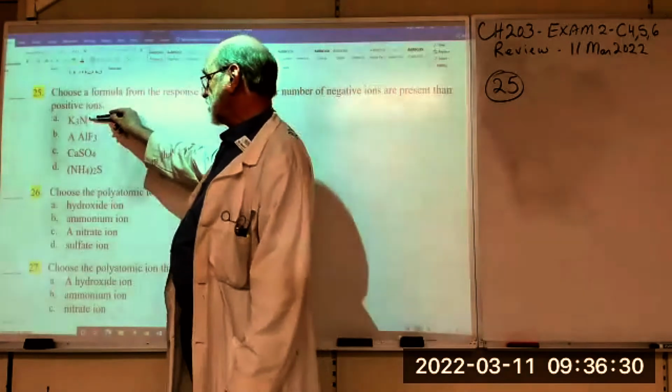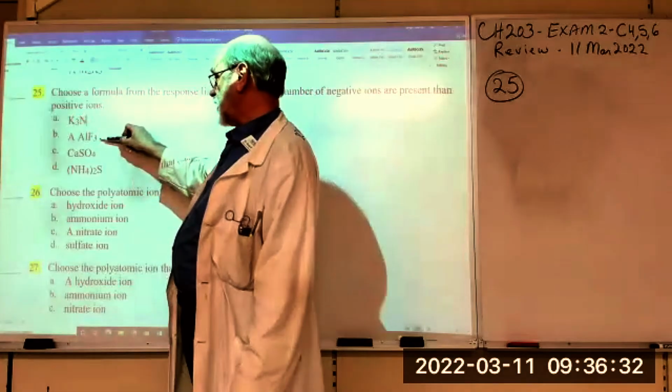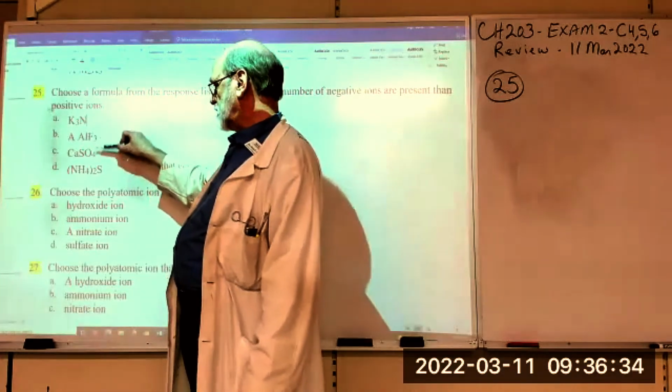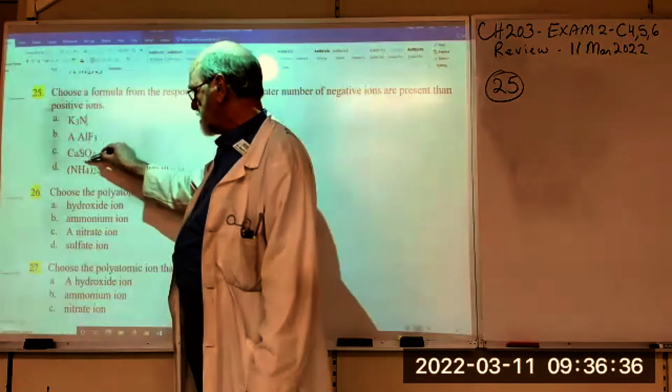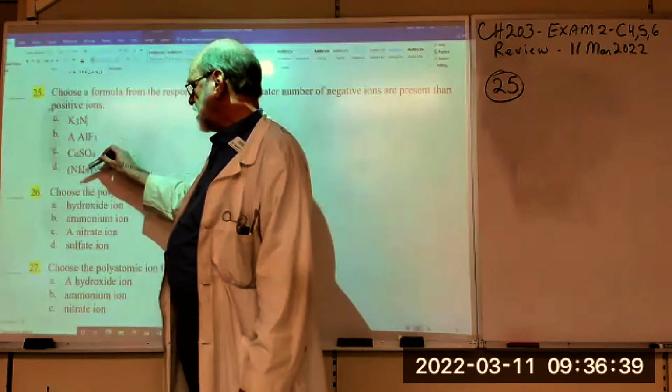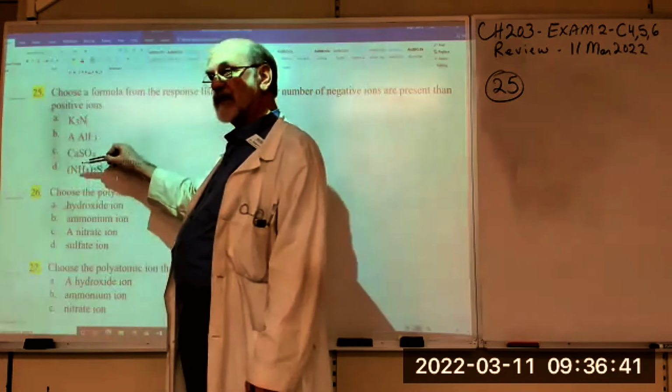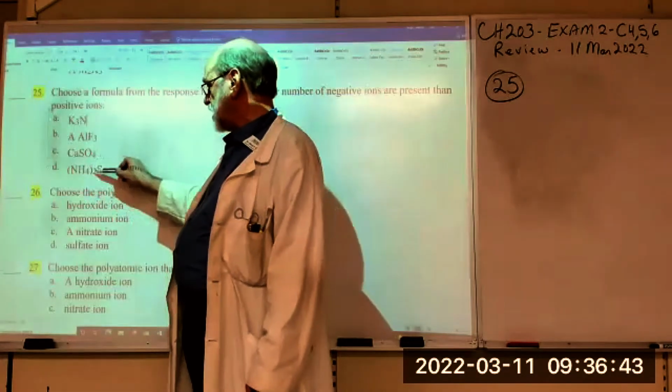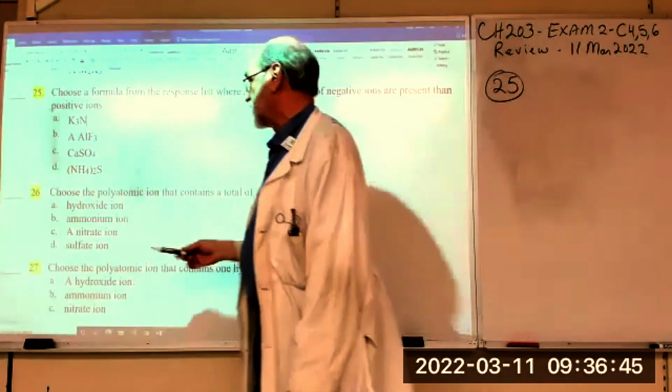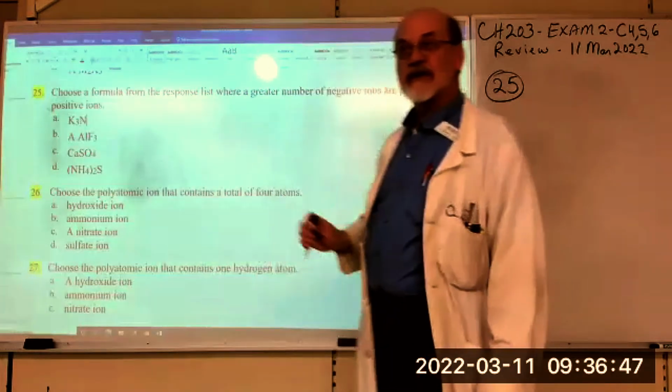Can't be this one. That's 1 and that's 3. There's 3 and there's 1. That's good. This is 1 negative ion, and that's 1 positive ion, so they're equal. This one's 2 positives and 1 negative. So B is the only possibility here.